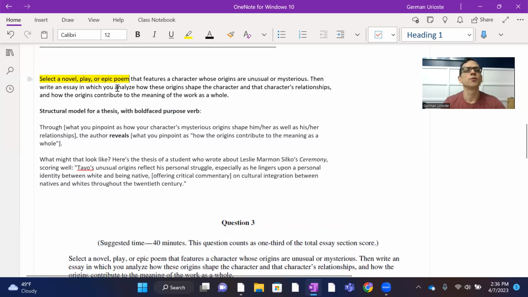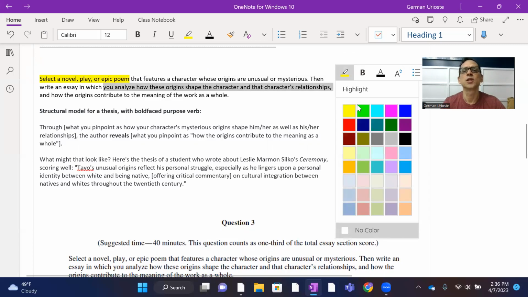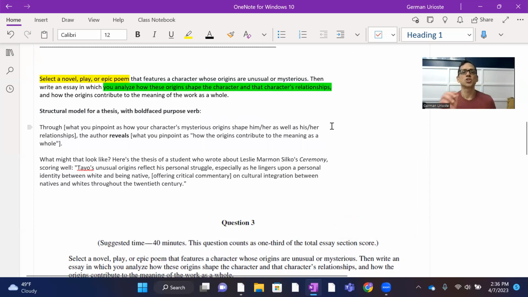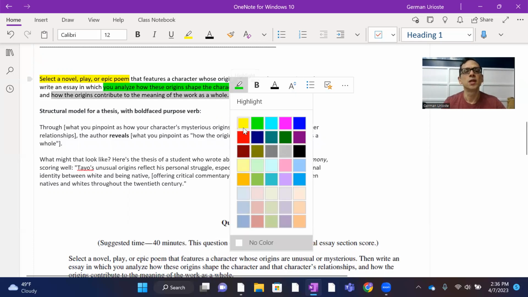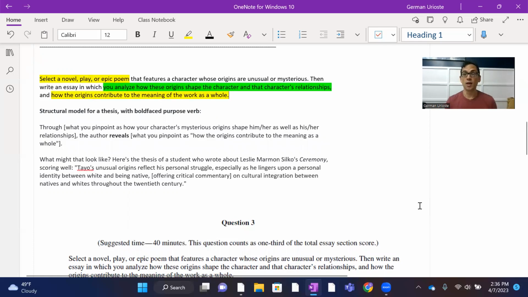So the 2-part shuffle here. The first part is, okay, this character has unusual origins. How does that shape the character and the character's relationships? And then the second part is how these origins contribute to what? Hey, look at that phrase again. The meaning of the work as a whole. Again, a thematic claim. What is the larger point, right? What is the bigger idea? What is at stake? Language that your English teachers have used before.